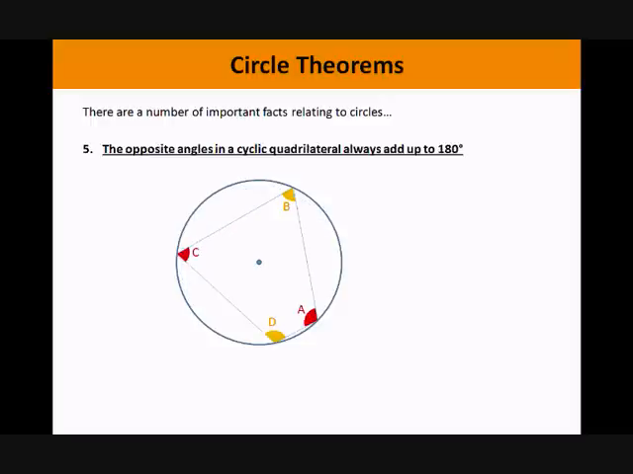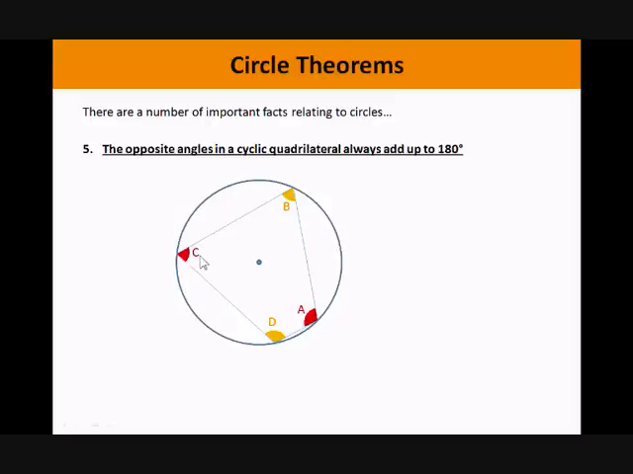Number 5, opposite angles in a cyclic quadrilateral always add up to 180 degrees. Well, first of all, we should say what a cyclic quadrilateral is. A quadrilateral is any 4-sided shape. So that's a 4-sided shape. And a cyclic quadrilateral is one where all 4 corners, or vertices, to use the proper mathematical word, lie on the edge of a circle.